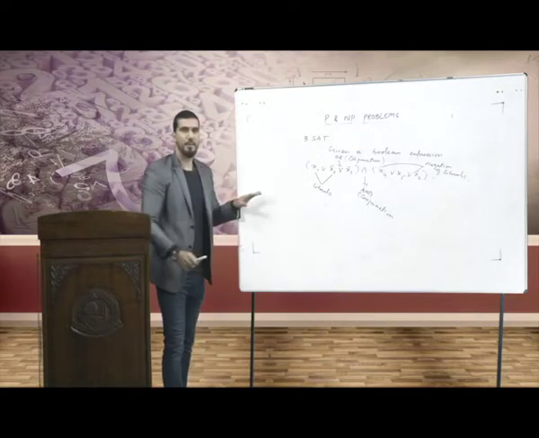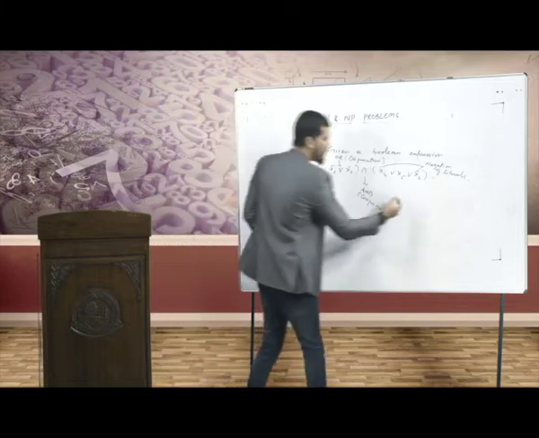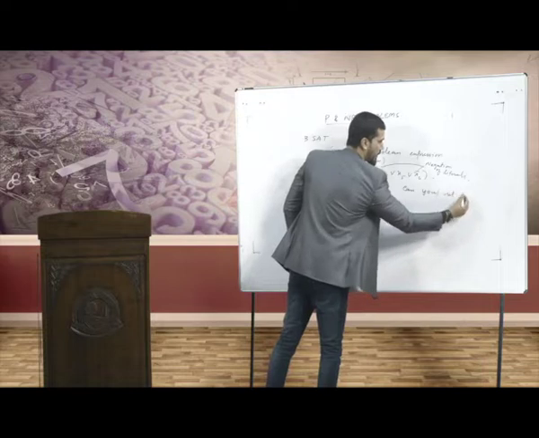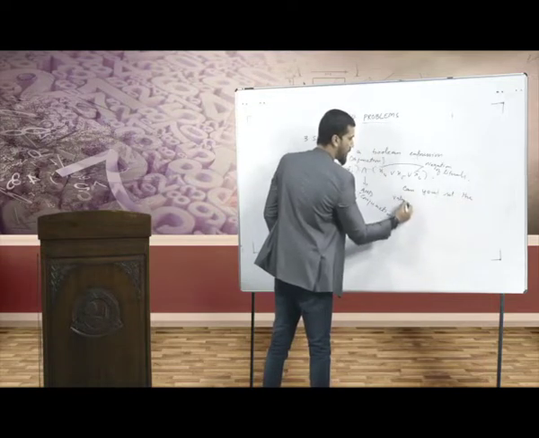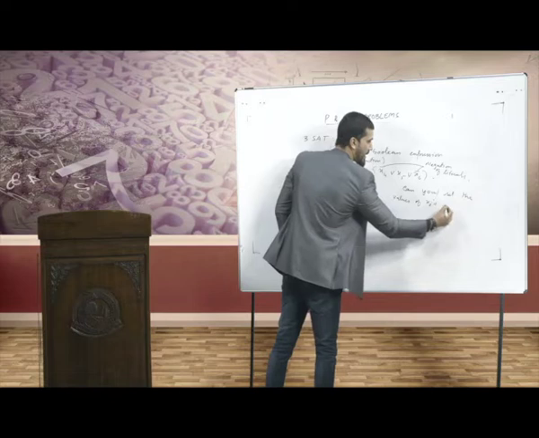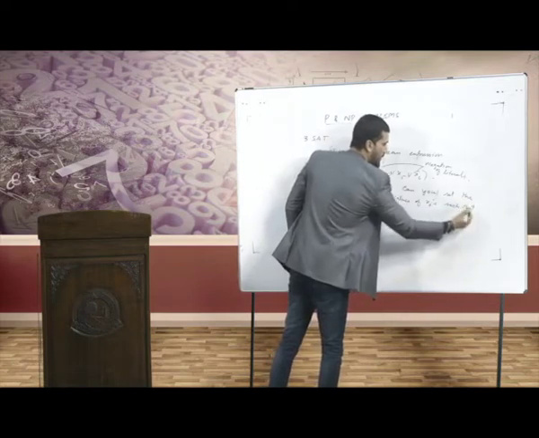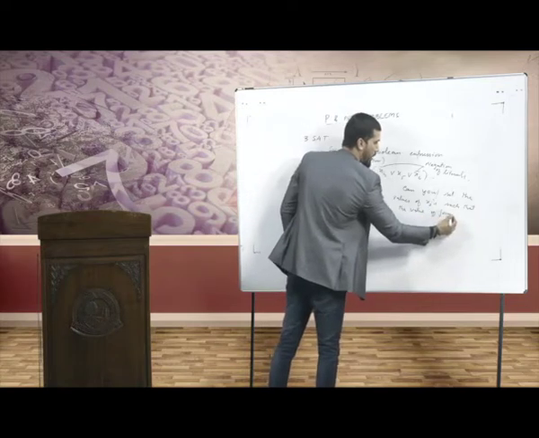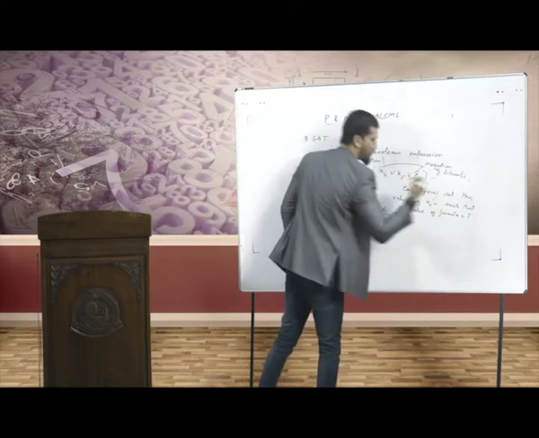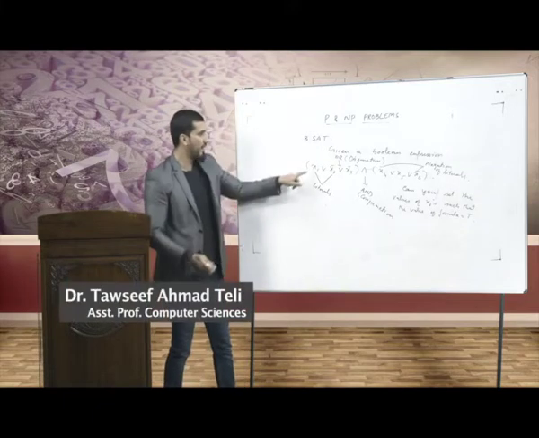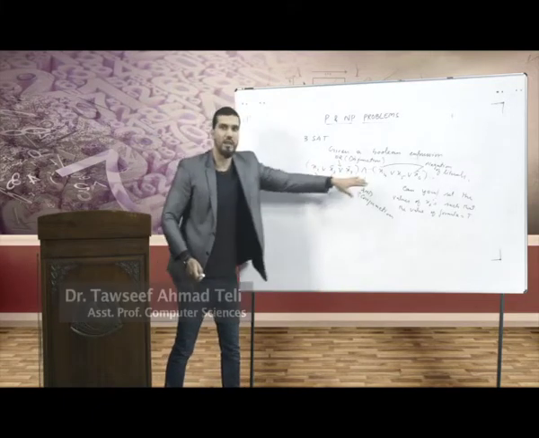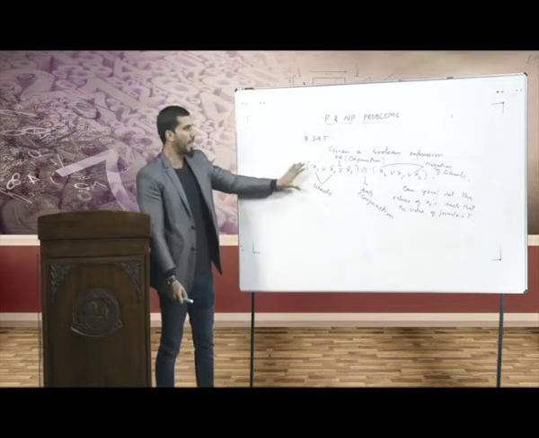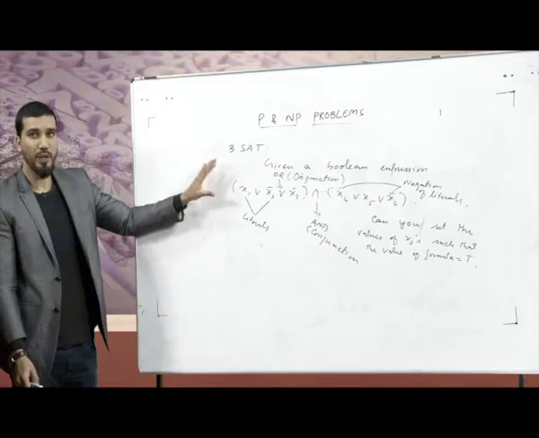So the 3 sat problem asks us, can you set the values of xi's such that the value of the formula comes out to be true? Can you set the values of these literals such that the value of the whole formula comes up to be true? So this problem is NP. How can we solve this problem now?